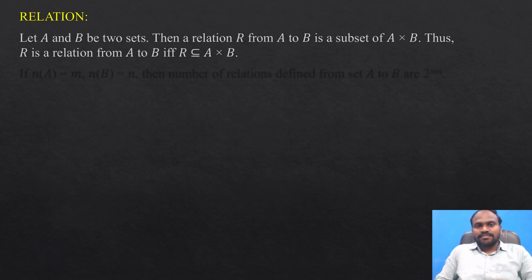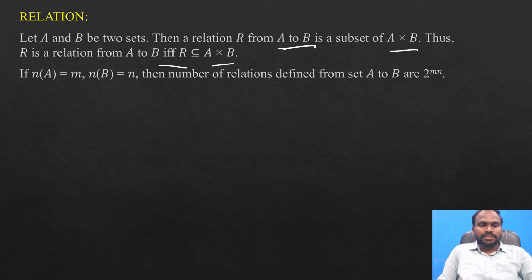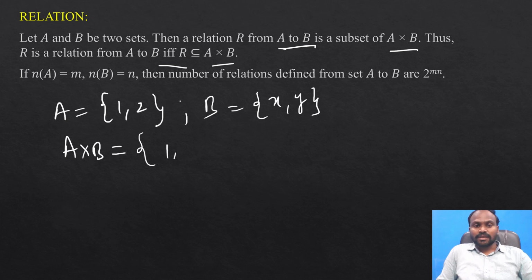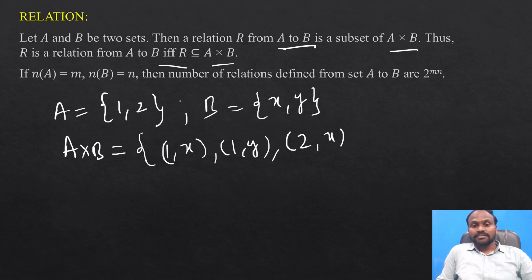Now, that is a definition. As I mentioned, let A and B be two sets, then a relation from A to B is a subset of A cross B. That is what I just discussed. Now if you have two sets, one having 1, 2 for example, and B having x, y as the other set, then first of all, A cross B will be (1, x), (1, y), next (2, x) and (2, y), right?